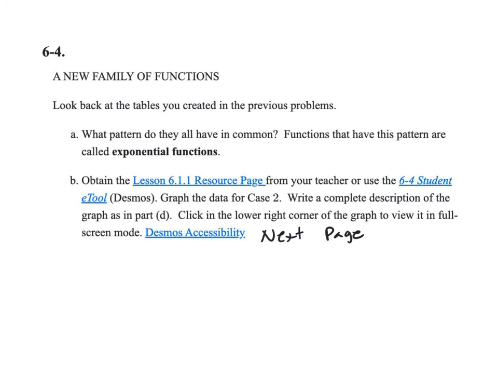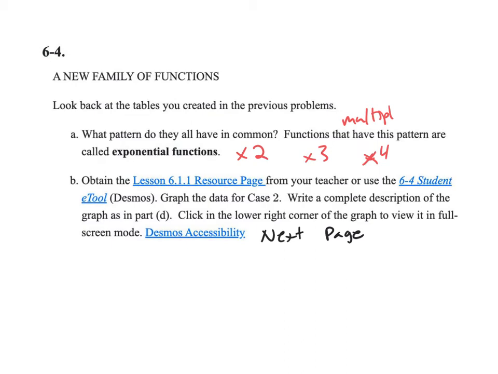So in problem 6-4, it says this. Look back at the tables you created, and then it says, what patterns do they all have in common? So the thing that we found that was happening was there was some sort of multiplier. Our first one was times 2, next one was times 3, next one was times 4. They were all multiplying. Multiplying is our big takeaway there.